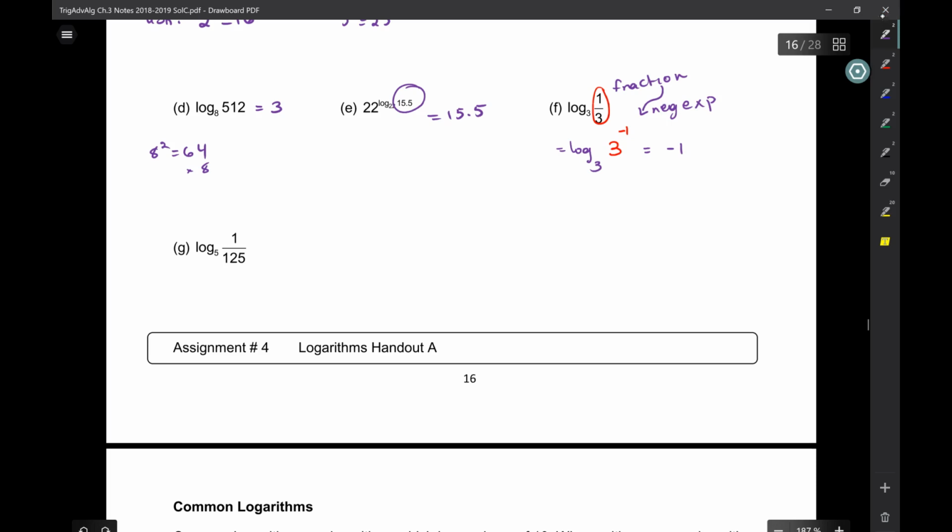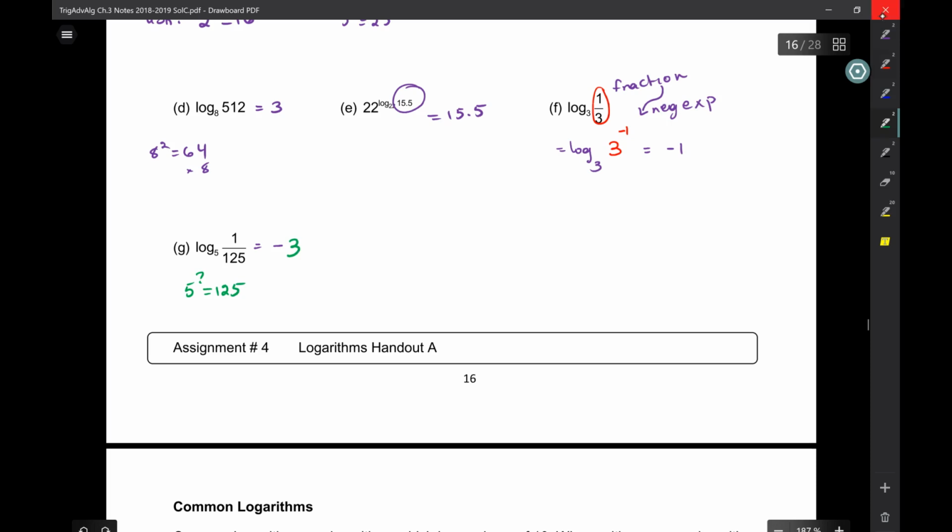So now, here's how I do this. I'm going to go from a whole number to 1 over something, to a reciprocal. Listen. I'm going to go from a whole number to a reciprocal. That means I'm going to have a negative in my exponent. Now, forget about the fraction whole number bit. What's the exponent of 5 that gives you 125? 3. So that's negative 3.